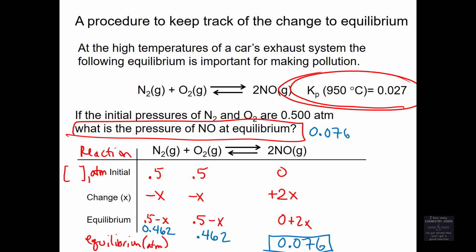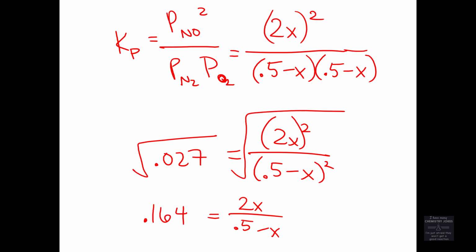So sometimes you might be asked a question like this one, what's the pressure of one of the species at equilibrium? Sometimes you might be asked, in a gas question in particular, what's the P total? What's the total pressure in the flask? So that would be to take this whole equilibrium row and add up all of the pressures. But we haven't been asked that, so we're not going to do that. I'm just telling you that you might see it.